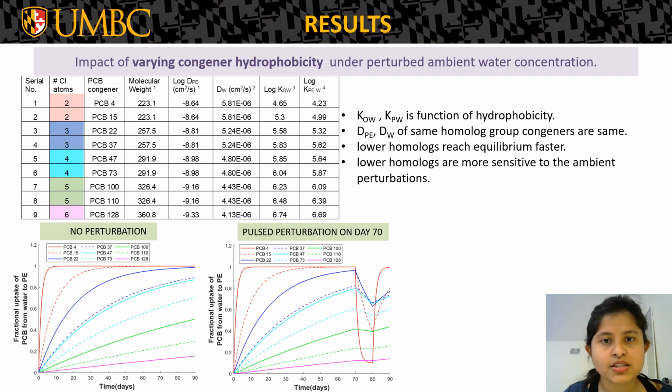The lower homologs are also more sensitive to the perturbation, as seen in the diagram to the right, and which is why for the same pulsed fluctuation in the ambient concentration on the 70th day, PCB4 has a much deeper dip than PCB128. If we think about it now, a 10-day long pulse thus renders constant time average concentration regardless of the day of the pulse. But the day of the introduction of the pulse and the hydrophobicity of the congeners are both quite active determinants of the predicted water concentration of a given analyte.